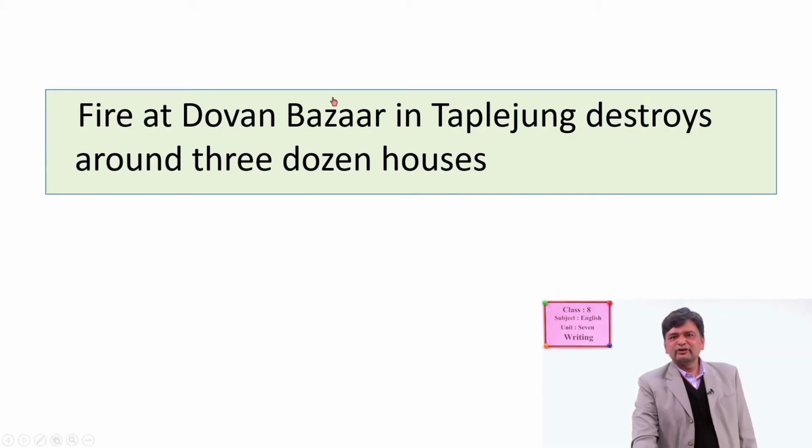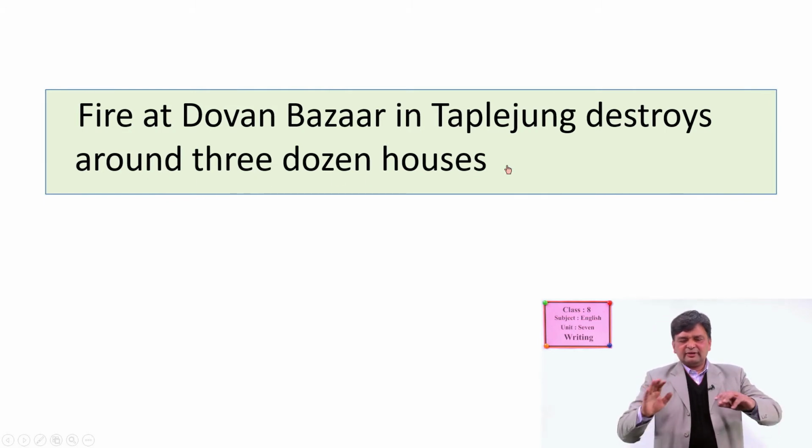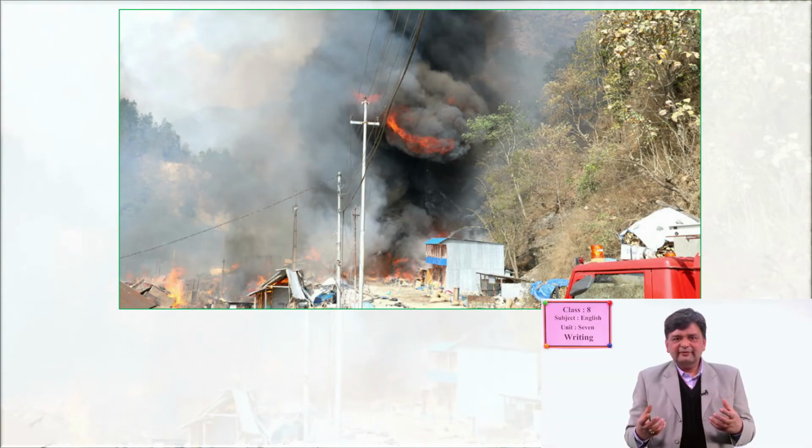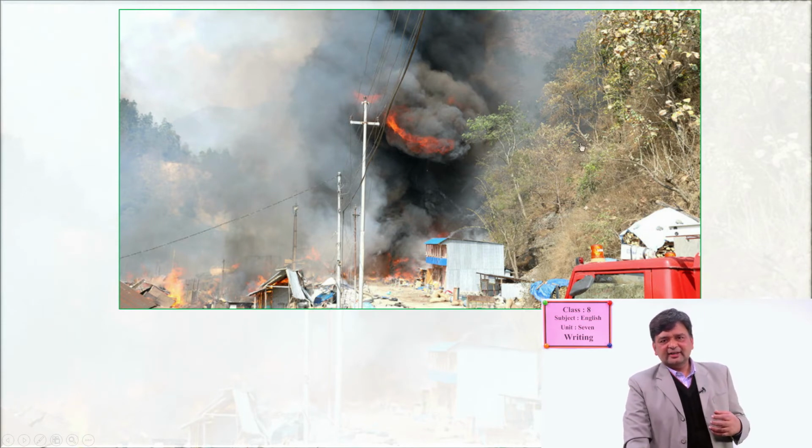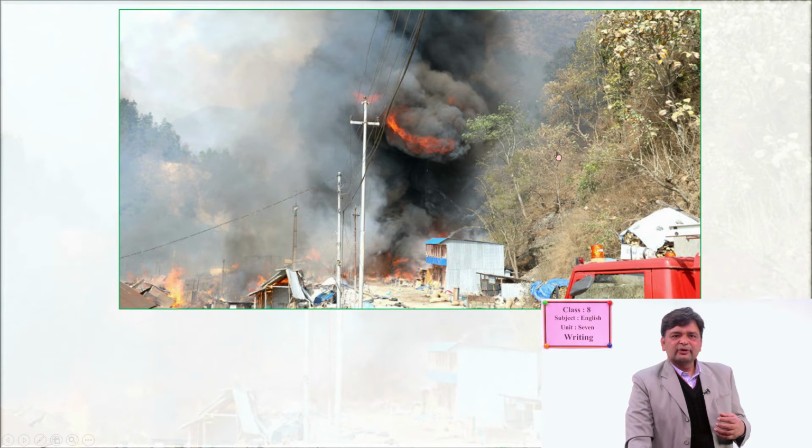So this is the news, okay? This is the headline. The headline is Fire at Doban Bazar in Taplejung destroys around 3 dozen houses. So this is the headline, okay? So let's check whether there is a sub-headline or not. No sub-headline. And then there is a photograph, right? In the photograph, you can see the fire, you can see houses nearby the fire, and the dry hillside with lots of trees and dried out leaves over here.